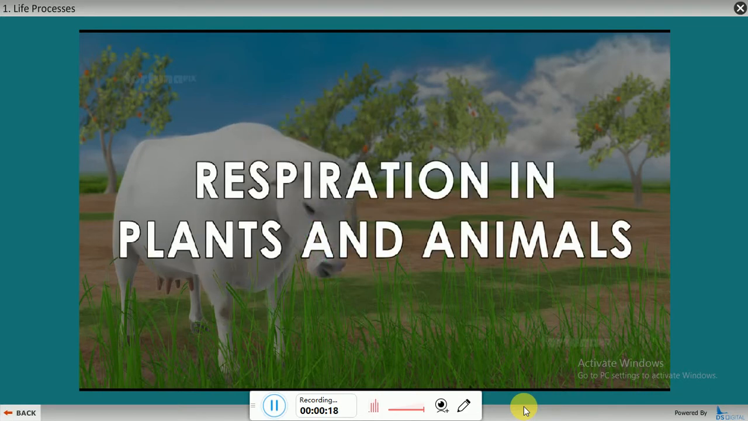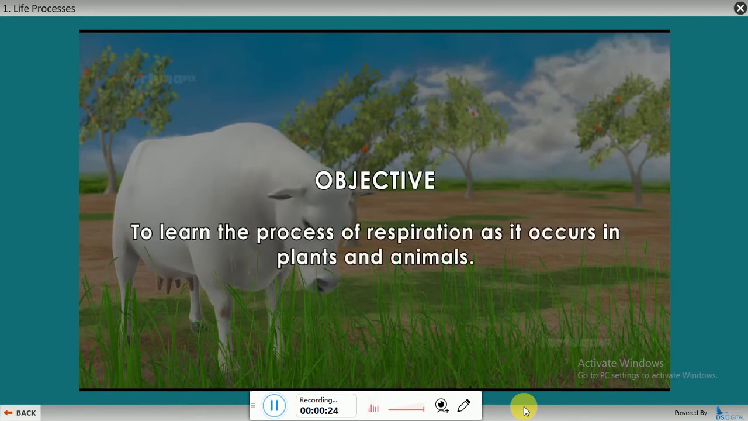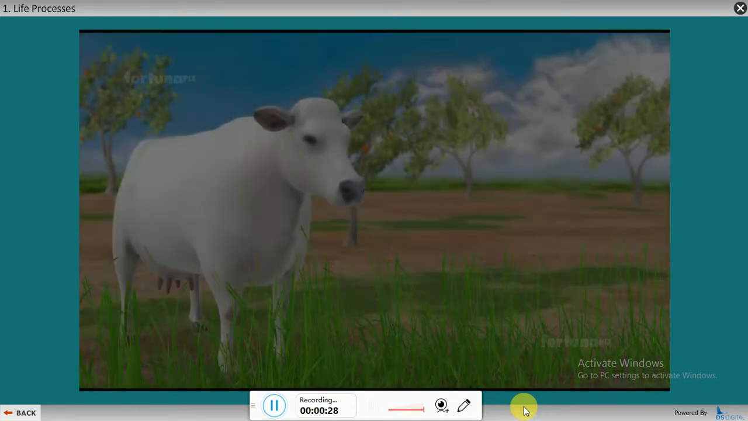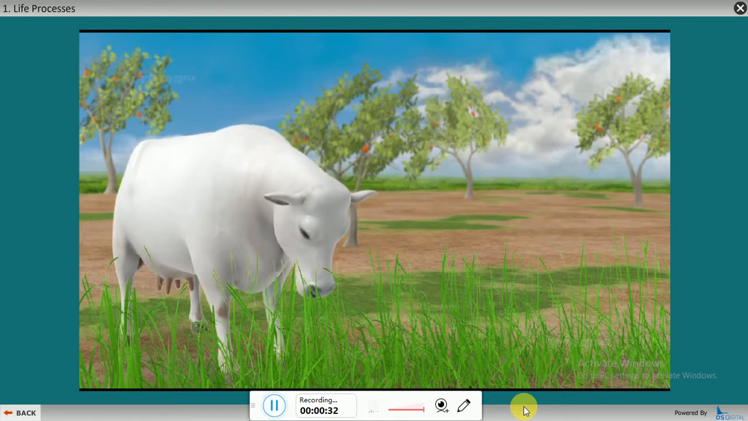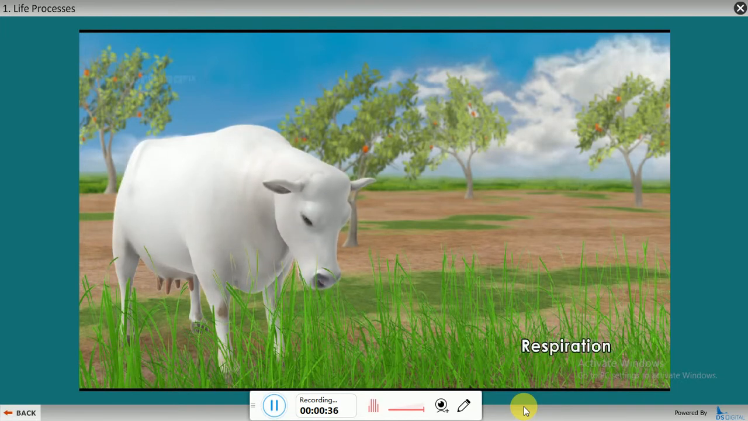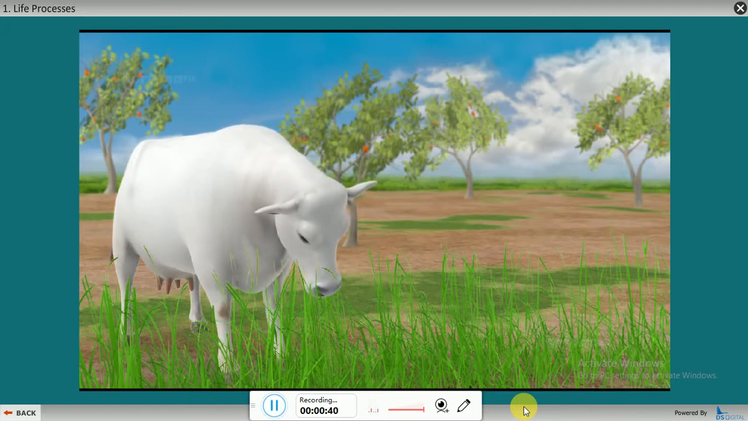Respiration in plants and animals. Objective: to learn the process of respiration as it occurs in plants and animals. All living organisms take in the oxygen that is necessary for the oxidation of glucose through a process known as respiration. Unlike animals, plants have no specialized organs or tissues for respiration.